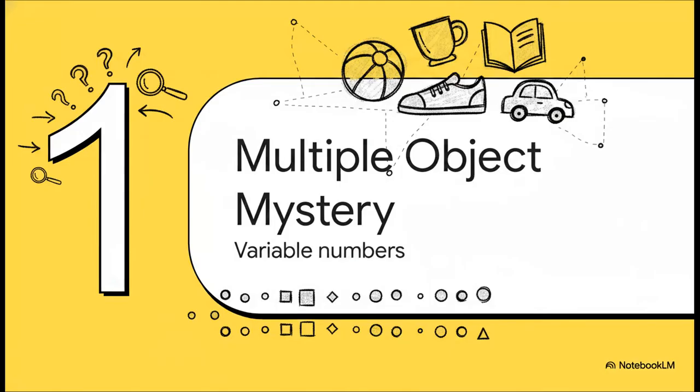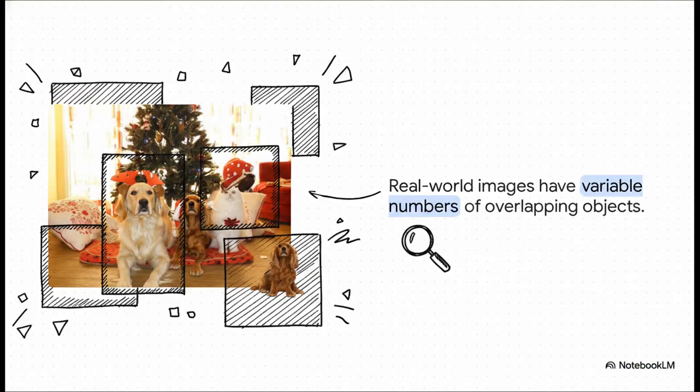All right, moving on to Section 1, the multiple object mystery. So here's the kicker. The real world isn't made up of perfectly centered single subjects like our little kitten. Real-world images are messy. They have a totally variable number of overlapping objects. Suddenly, the AI can't just output one neat set of 4 numbers. It might need 4 numbers if there's 1 dog, or 12 numbers if there are 3 pets, or 100 numbers for a crowded city street. The AI needs to be completely dynamic to handle this.